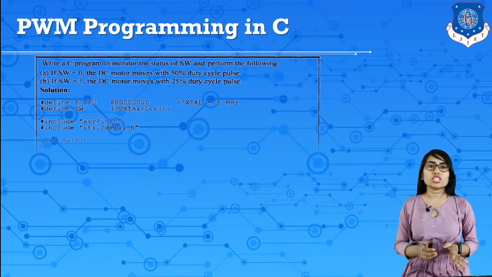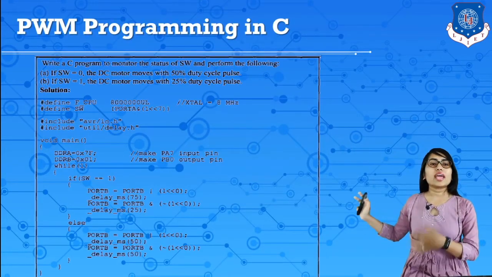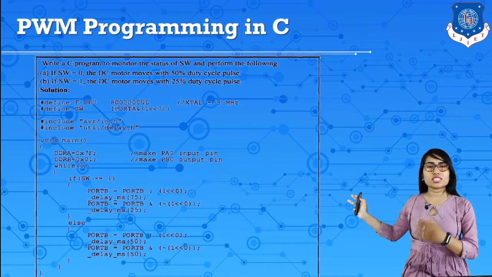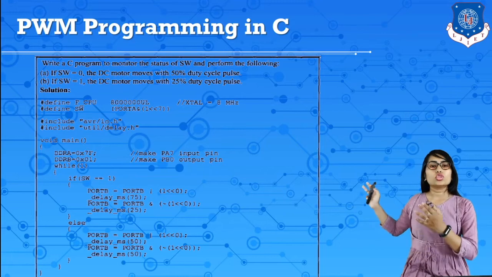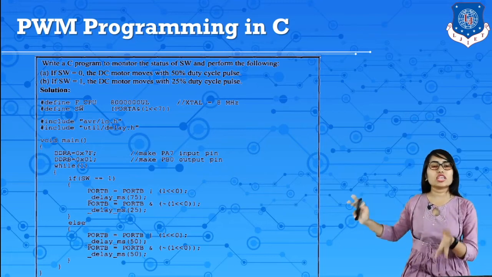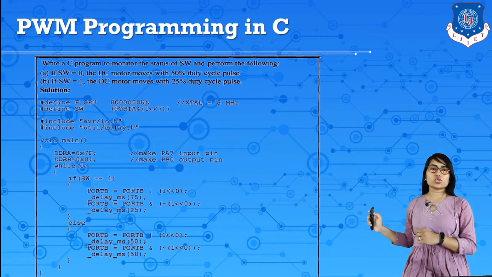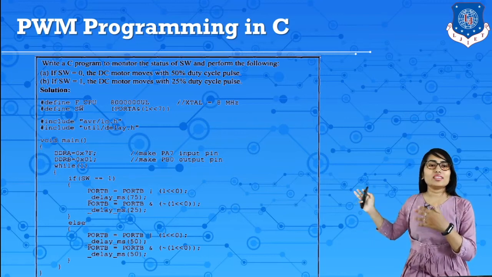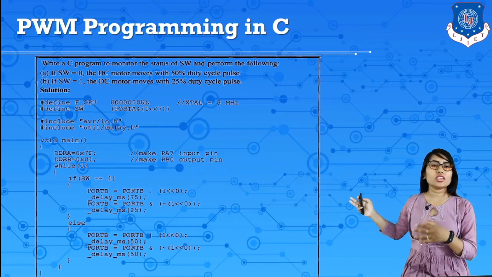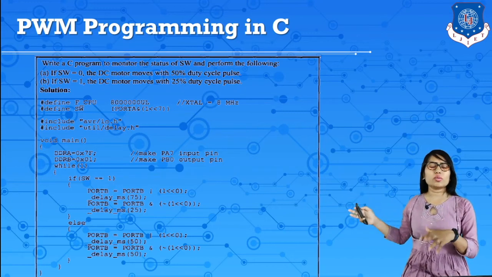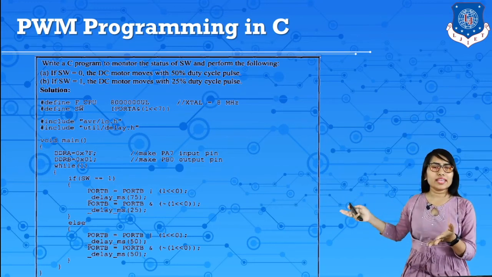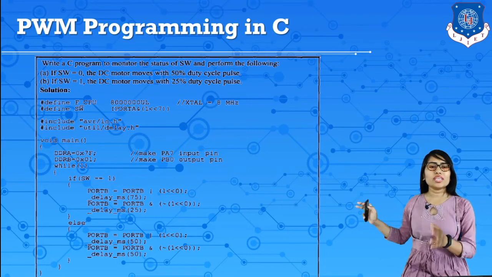The same thing can be done in C programming. Write a C program to monitor the status of the switch and perform the following: if SW is equal to 0, then 50% duty cycle. If SW is equal to 1, then 25% duty cycle. So define the libraries and define the delay functions, and make port A an input and port B an output.